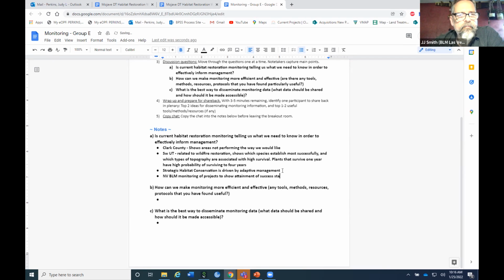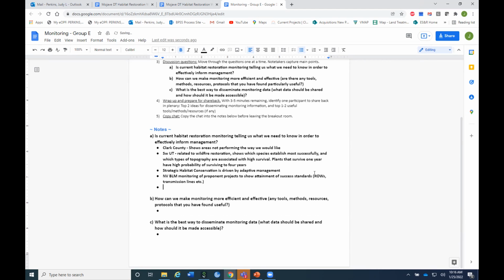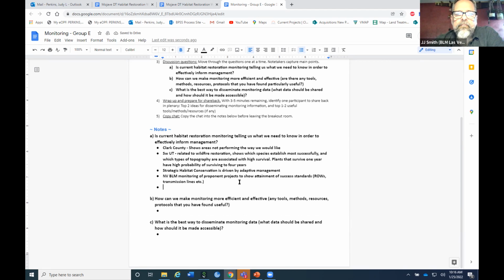That's really one set of monitoring, and it's often effective. Sometimes it's not as effective as some other types of monitoring for informing future actions so that we can learn things, but that is one of the types of monitoring that occurs.